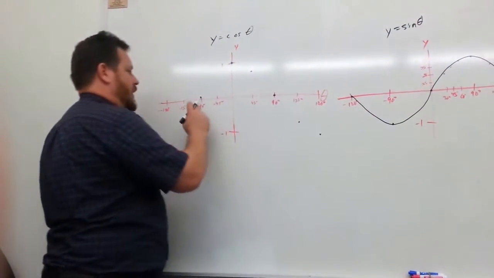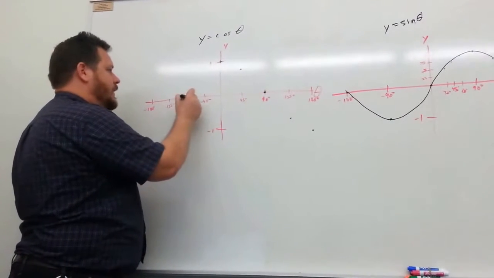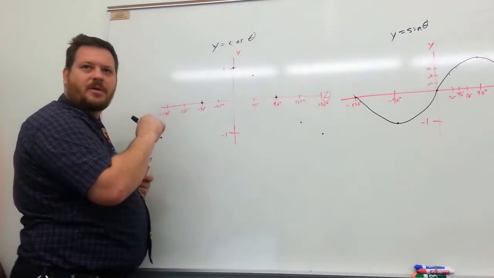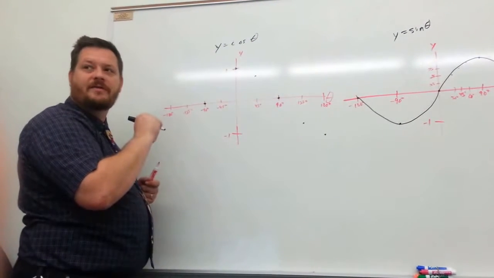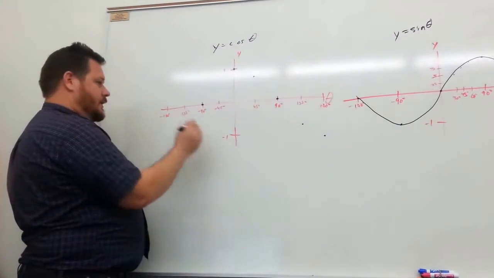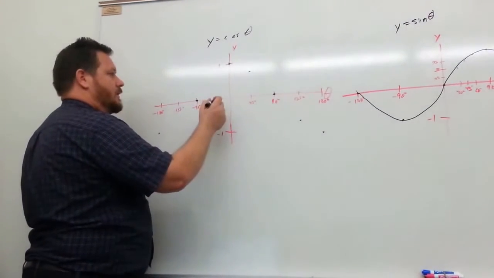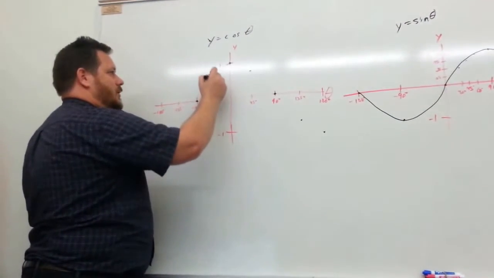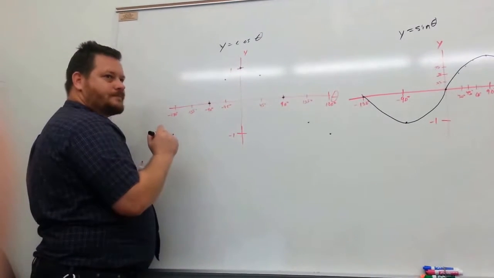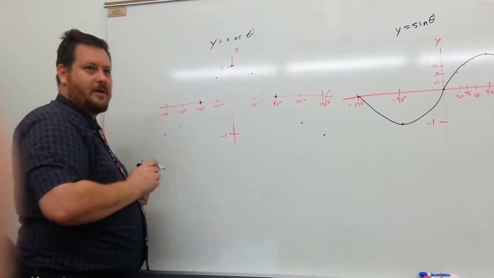Good job. Cosine of -90? Zero. Cosine of -180? -1. Cosine of -45? 0.707. Cosine of -135? -0.707. So what does this look like, do you think?